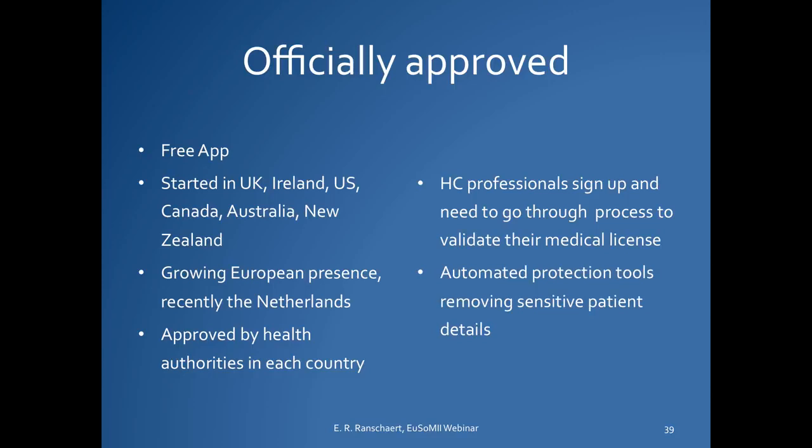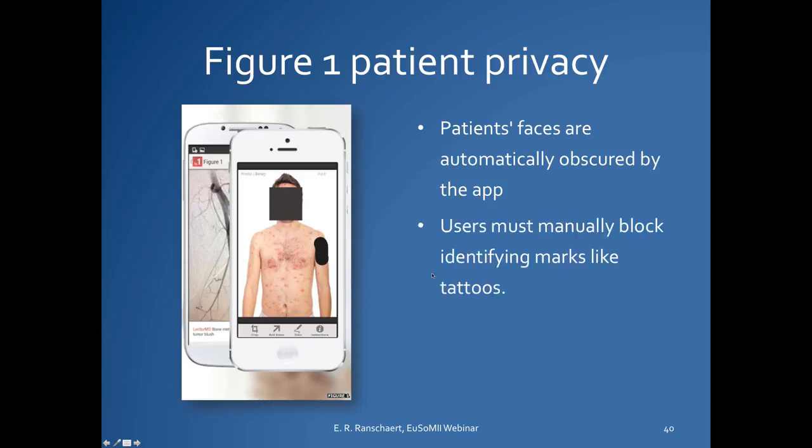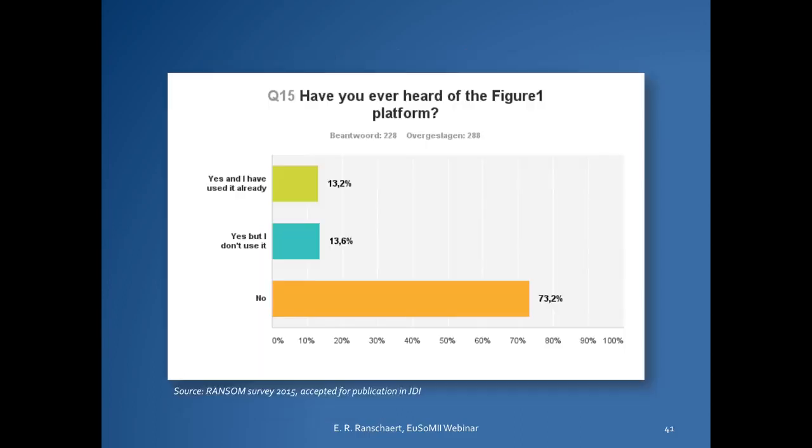The application also includes automated protection tools to remove patient-sensitive information, and I will show you how it works. On the left side, you see a picture of a patient that was taken with the Figuren application, and you can see that the face of the patient is automatically obscured, and it's also possible to obscure a tattoo on the arm by using the application appropriately. Each photo is even reviewed by moderators before it's being added to the archive or to the database.